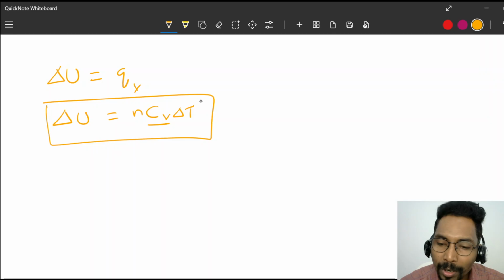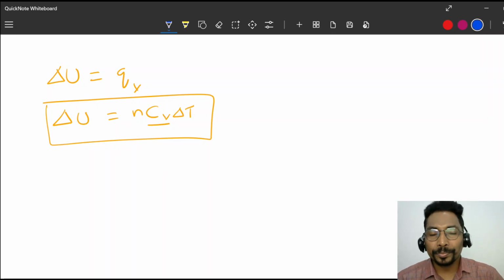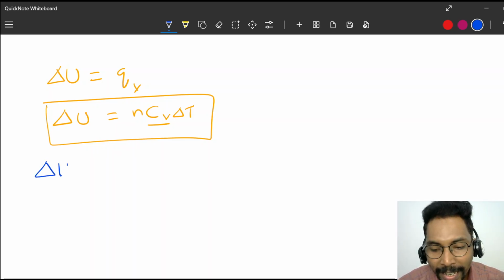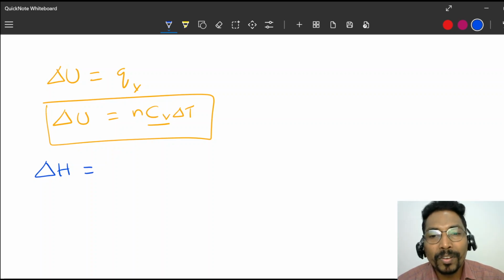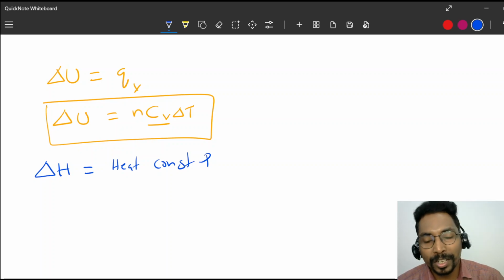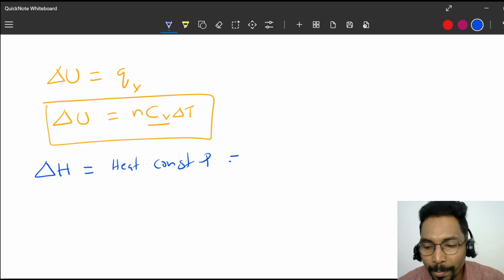We have one more expression like this, that is for delta H. Delta H can be defined as heat absorbed at constant pressure, that means Qp. So you can write delta H is equal to Qp.